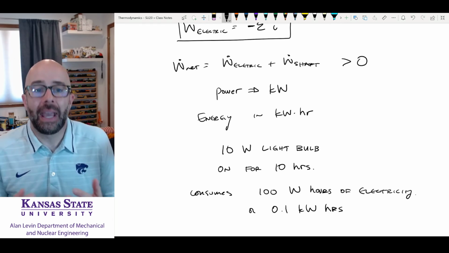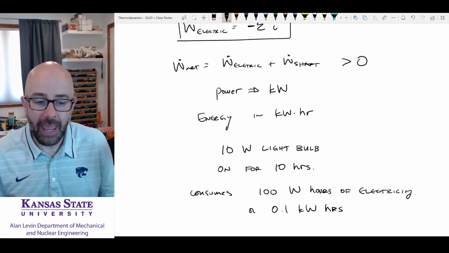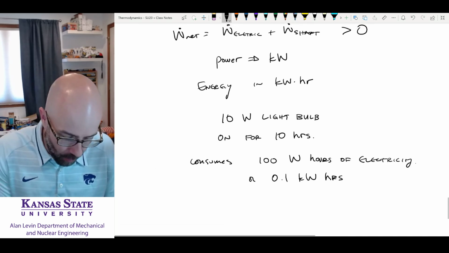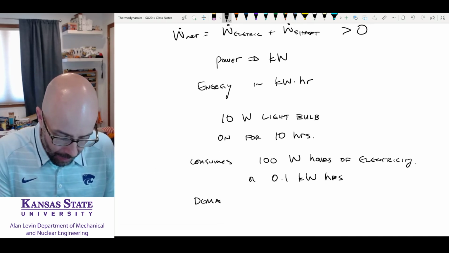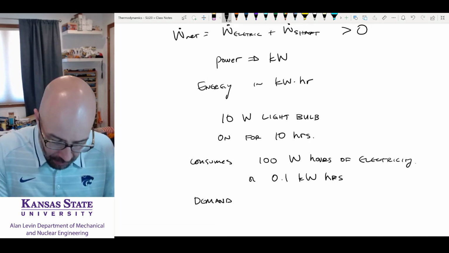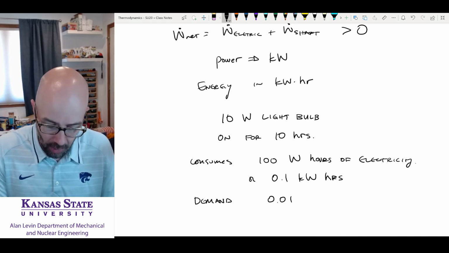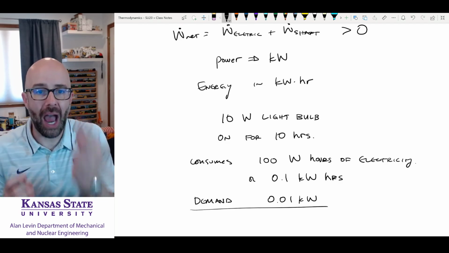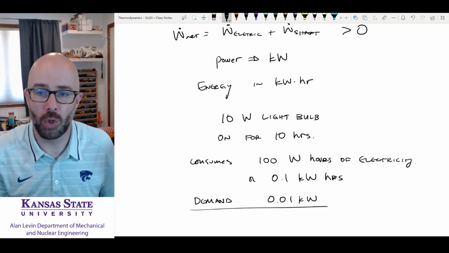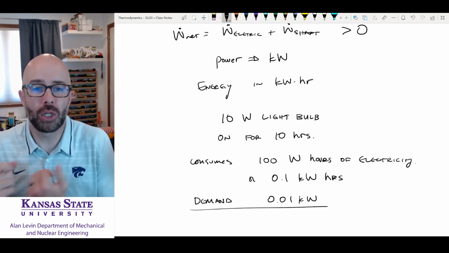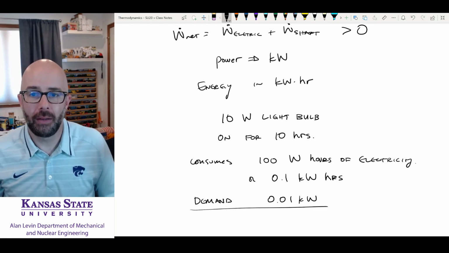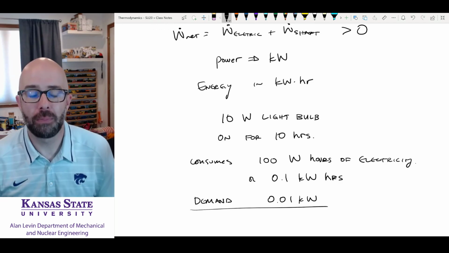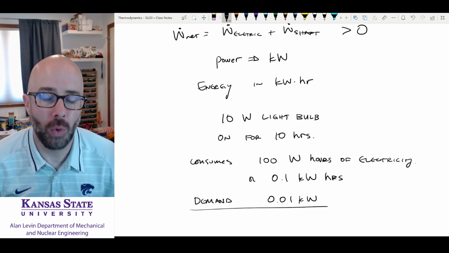That's what you pay for, those watt hours, or 0.1 kilowatt hours of electricity. Now, what is the demand? The demand that we need is just what the light bulb was, 0.01 kilowatts. That's what power we needed to run that light bulb. How much did we use? How much did we consume? For those 10 watts for 10 hours, we used 0.1 kilowatt hours, and that's what we pay for.